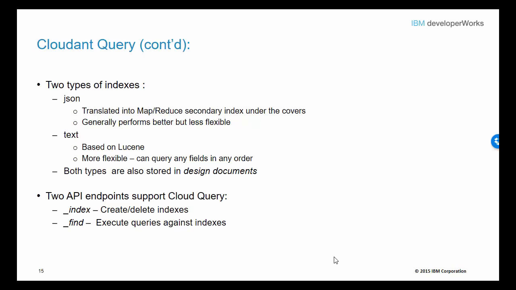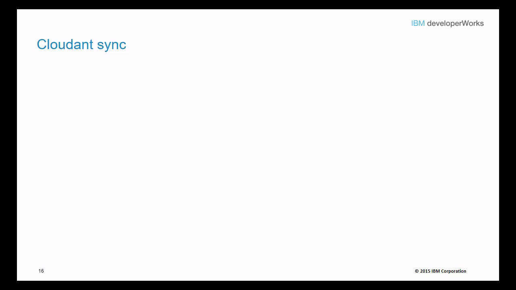Finally, there are two endpoints to support Cloudant Query. So after the Cloudant URL and the name of the database, there's an underscore index that is used for operations to create or delete indexes. And then there's underscore find, which is used for queries against indexes. So now let's look at Cloudant Sync.